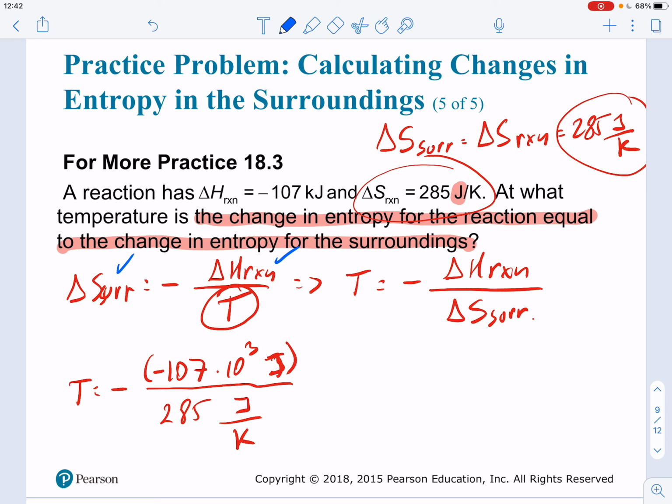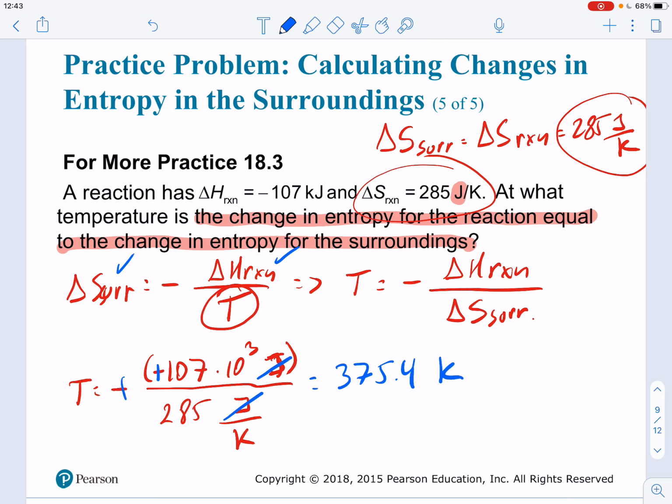Now, since you have a negative sign in front and a negative sign inside the parentheses, they cancel each other, so you're going to obtain something that is positive. Since we are using the absolute scale, all temperatures are going to be positive, so just double check that that's the case. And joules with joules cancel, and you will end up with units of Kelvin. So in this case, the result here is 375.4 Kelvin.